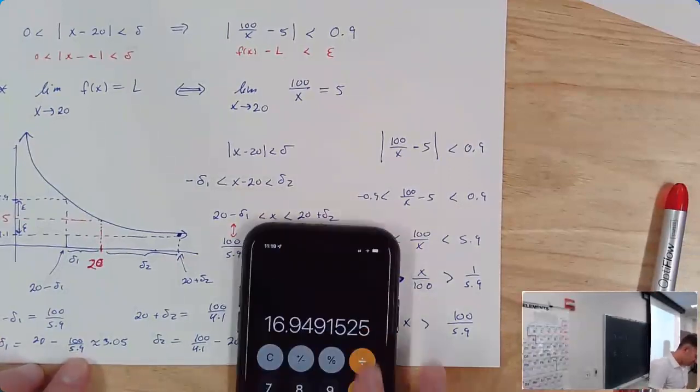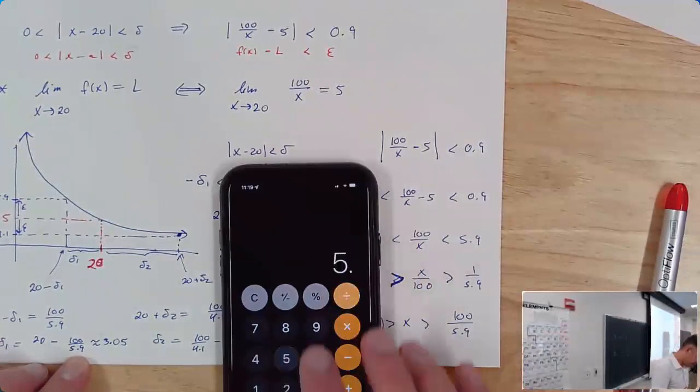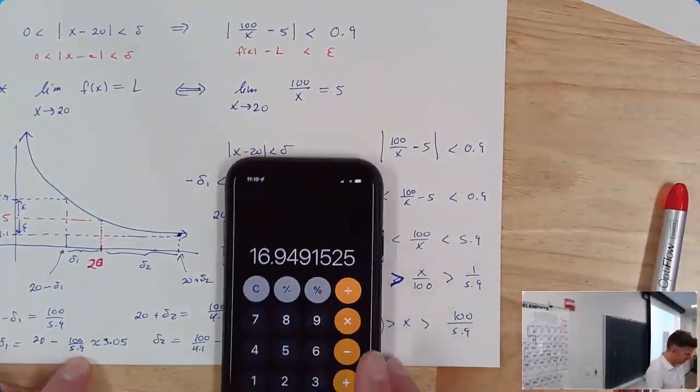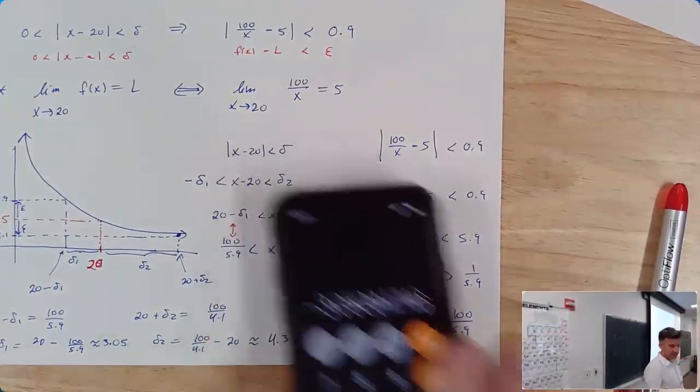No, okay. So let me check one more time. 100 divided by 5.9, I'm getting 16.94. And then if I do 20 minus that, which is annoying in this calculation, I'm just going to subtract 20 and then say it's the opposite. If I subtract 20, I get negative 3. So yeah, it should be 3.05. That could be it. My 9s sometimes look like 4s.